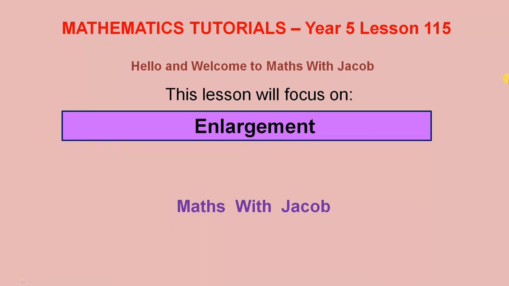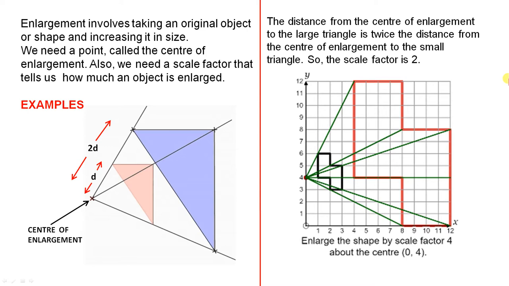This lesson will focus on enlargement. Enlargement involves taking an original object or shape and increasing it in size. We need a point called the center of enlargement. Also, we need a scale factor that tells us how much an object is enlarged. Let's look at two simple examples.